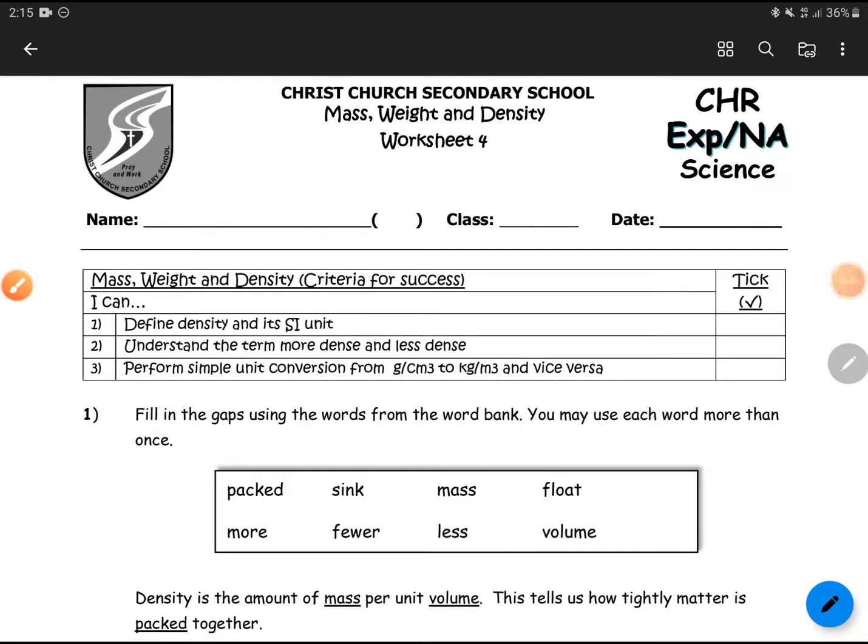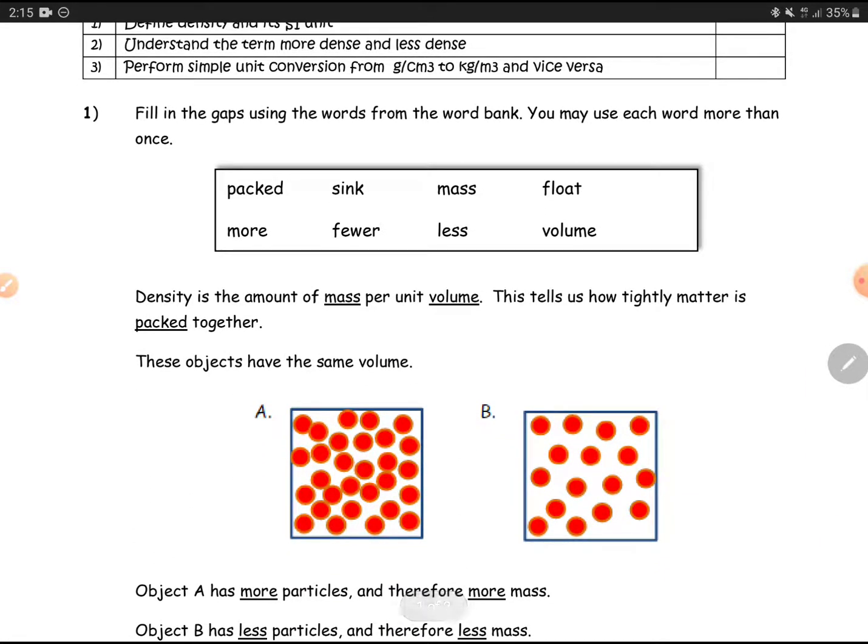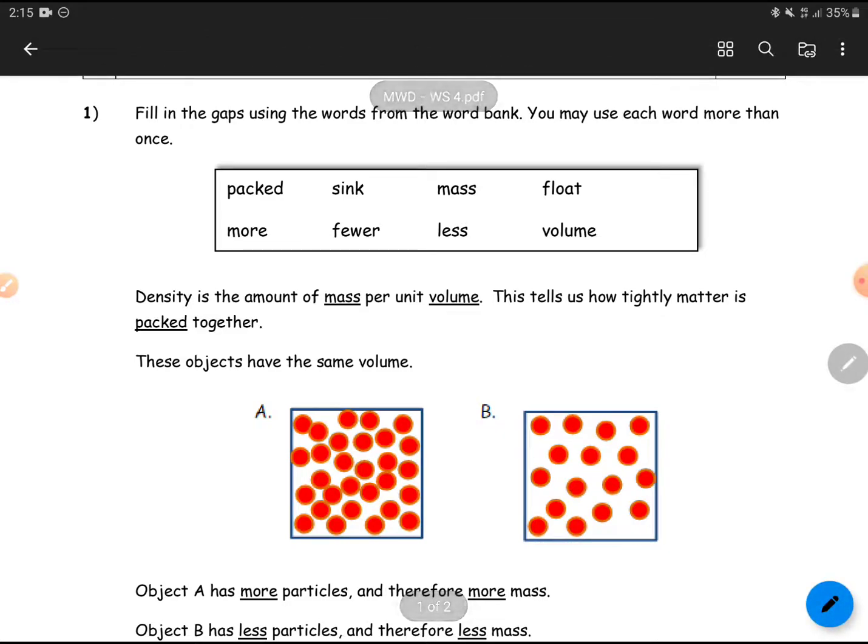Guys, so worksheet number 4, all right? And for this worksheet, we start off with density, right? And you are supposed to fill in the blanks with the helping words, all right? So it's quite straightforward. Let's get started on it. Answer is on the screen.